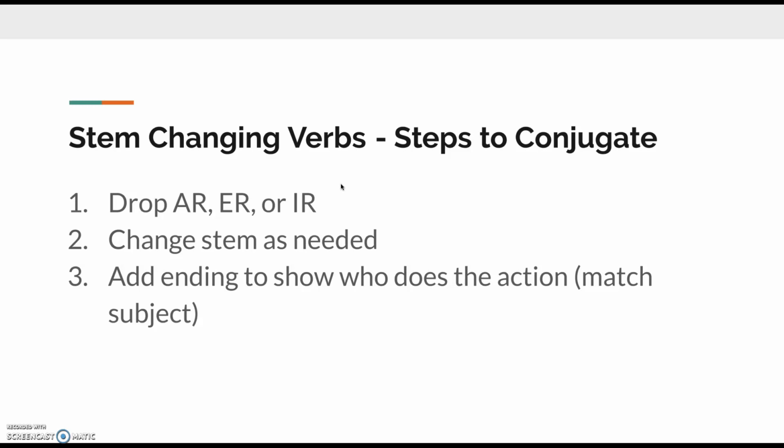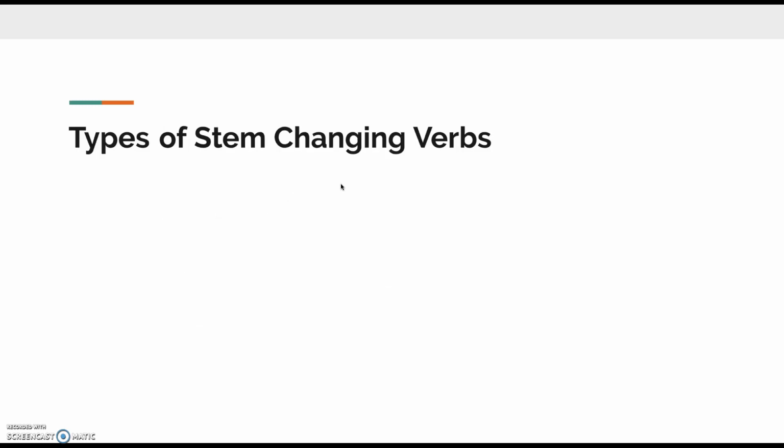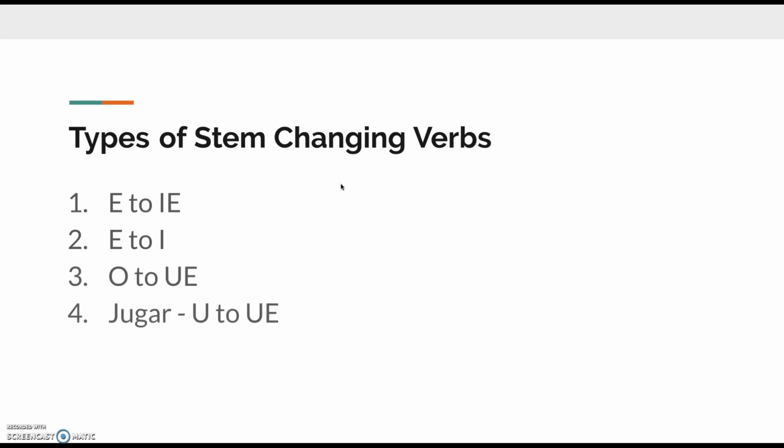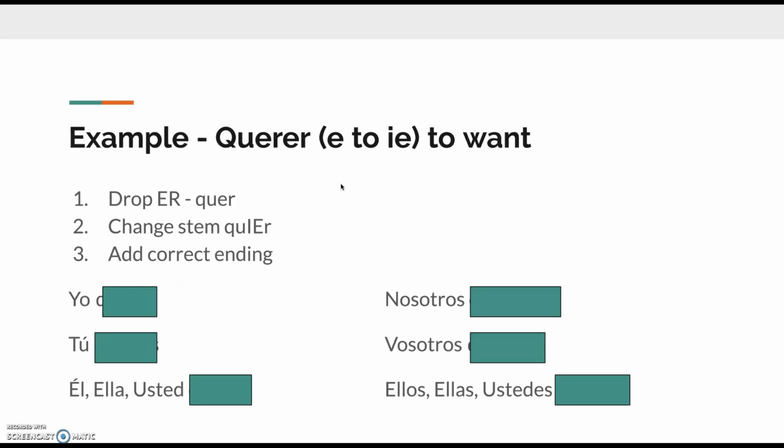Let's take a look at changing the stem as needed in action. There are three types of stem-changing verbs: E to IE, E to I, and O to UE. The final verb, jugar, is in its own category, U to UE. We're going to do our example, querer, which is an E to IE verb and means to want.